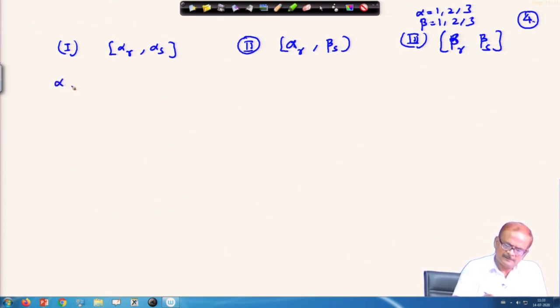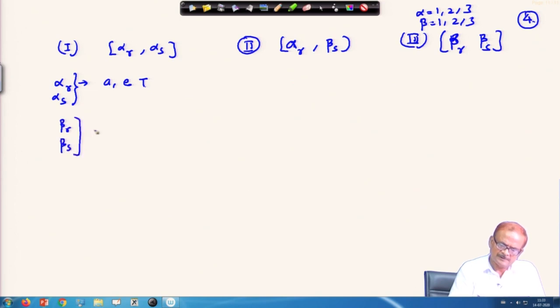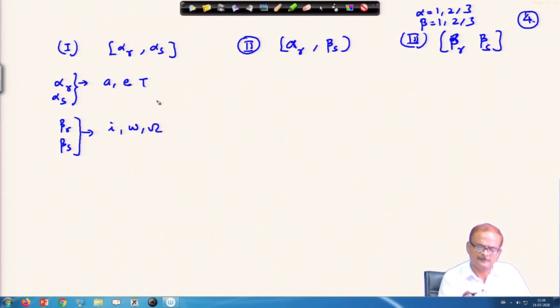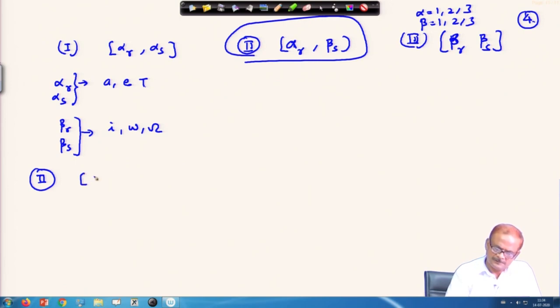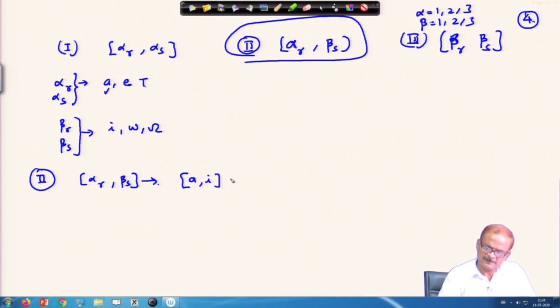So, our alpha r or alpha s is concerned with a, e and T, okay. And beta r, beta s are related to i, small omega and capital omega. Using them we can then form these Lagrange brackets. Let us first look into the second bracket, the second type. Here alpha r, beta s, that means we have to form the brackets. If we take from alpha, say, a, and then from the beta we choose, this will be [a, i], [a, ω], and [a, Ω].